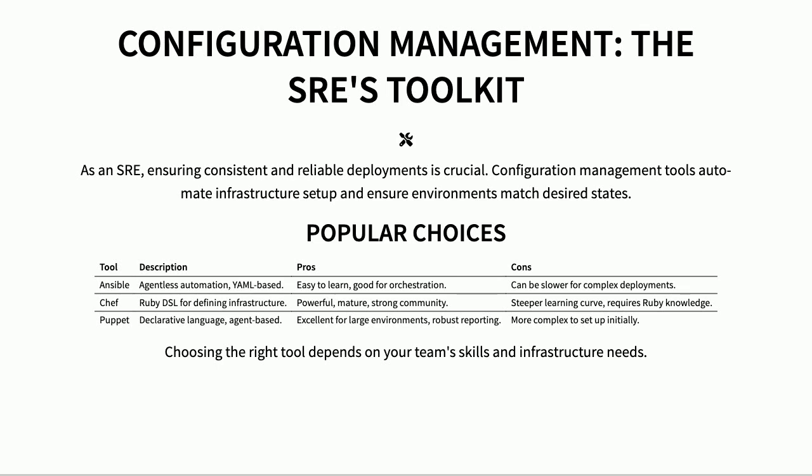Chef uses Ruby to define what we want our systems to look like, which is really powerful if you need fine-grained control. And Puppet is fantastic when dealing with large environments. It's incredibly reliable and provides lots of reporting capabilities. Ultimately, the best choice depends on your team's experience and what works best for your specific setup.